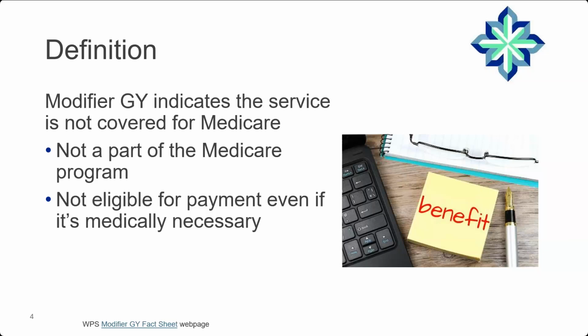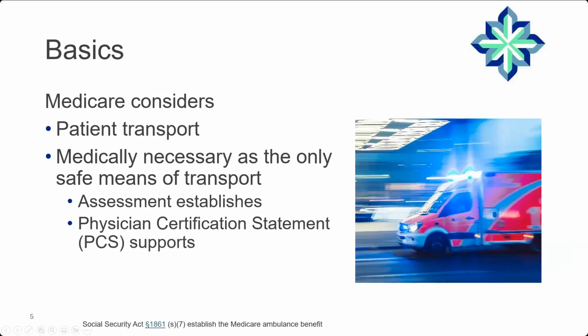So what do we know then about the basics of the ambulance transport benefit so that you know if you should append a GY on it? Here's what we know. The ambulance transport benefit is defined in the Social Security Act, Section 1861(s)(7). This means that unlike defaulting to just general medical necessity, there are certain criteria that must be met. For those of you that are not familiar with that section of the Social Security Act, it is linked, Section 1861 is linked on the bottom of your slide, and (s)(7) is what we're looking at.